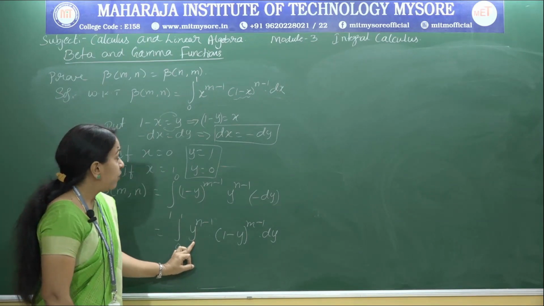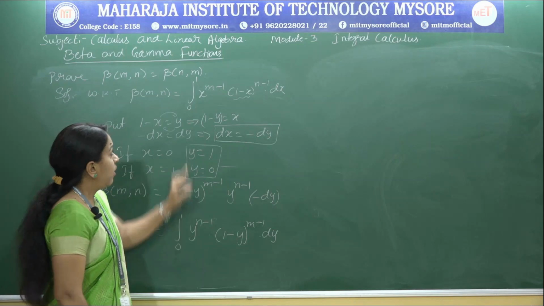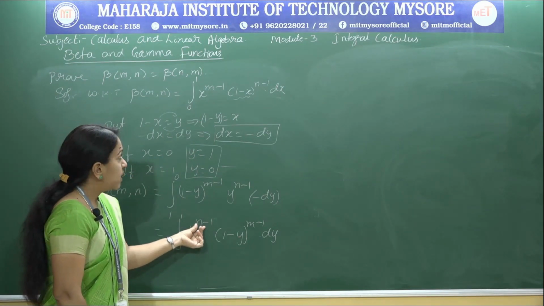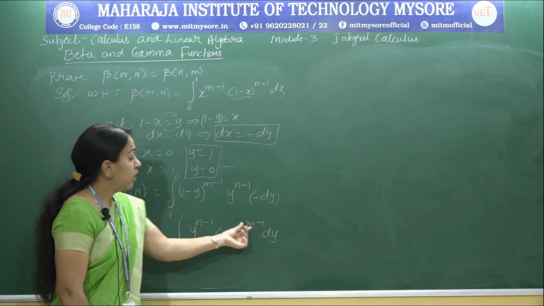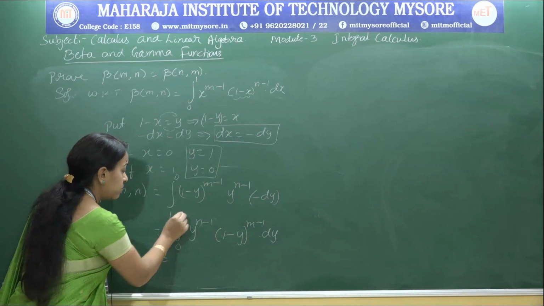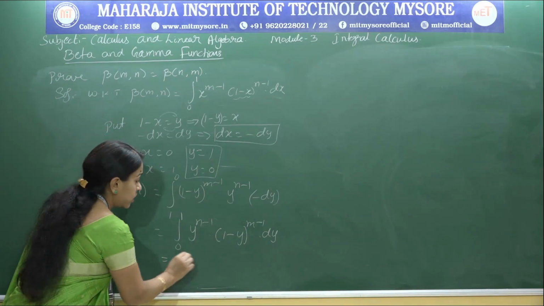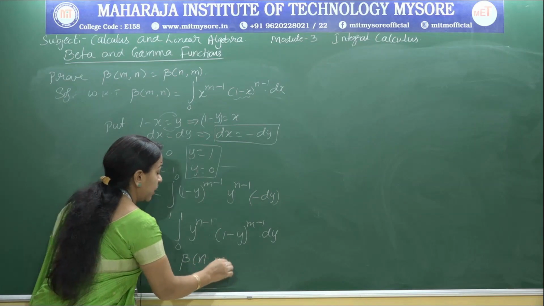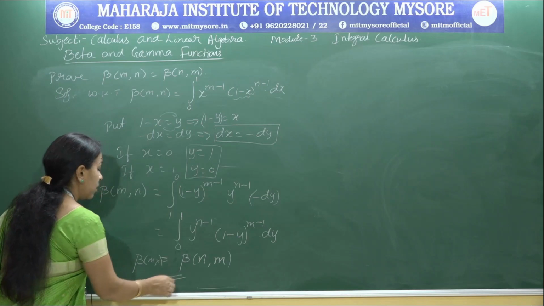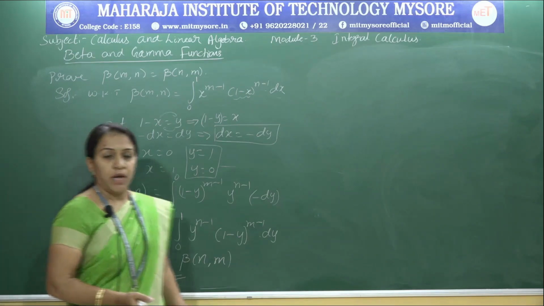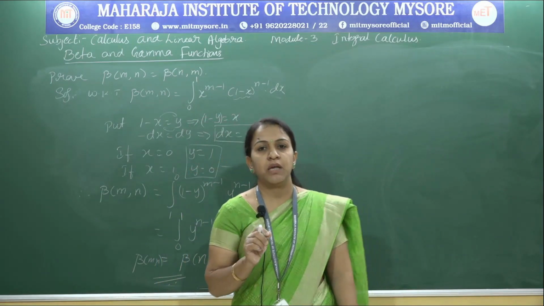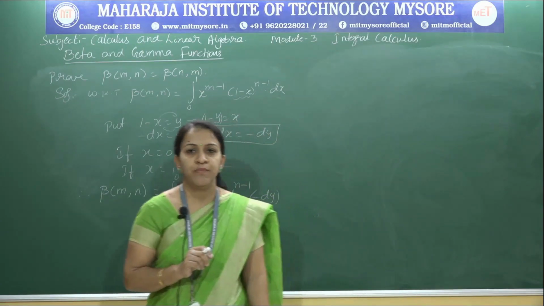So the difference between those two formulas is that we have x here and we have y here, that's all. And also in place of m we have n, in place of n we have m. So this can be defined in terms of beta, right? So that is beta n comma m. So whenever you have beta m comma n, you can replace that by beta n comma m, or even if I interchange m and n, that will not make any difference in our result.